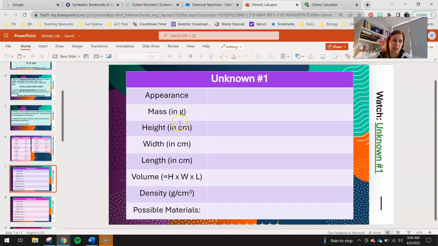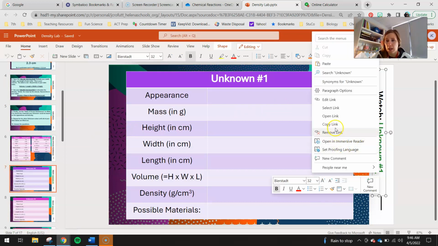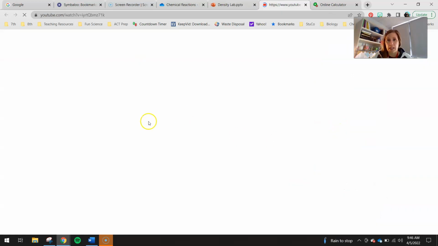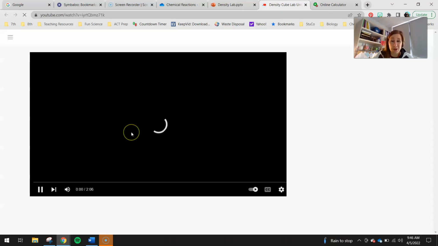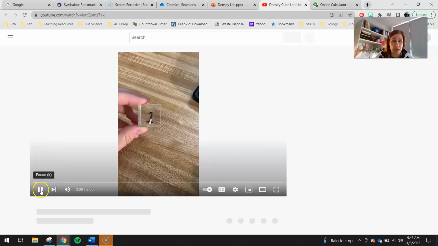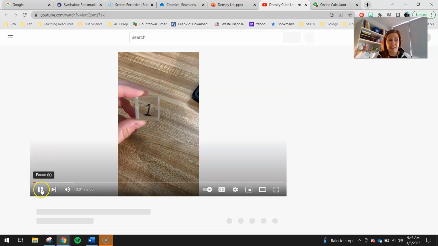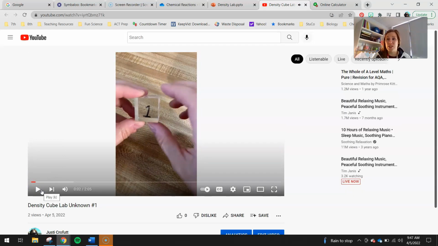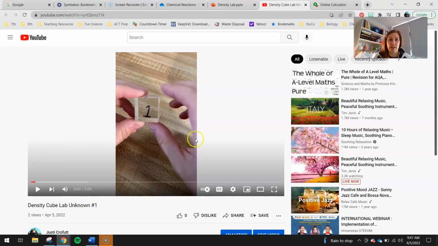Okay, so let's take a look at number 1. Each of these unknowns has a video over to the side. So if I right click unknown number 1 and open that link up, you will see the video, and I'll walk you through how I do the measurements on this video, and then we're just going to collect data together. So go ahead, pause this video, take a second, and watch this video right here. And once you are done watching how I collect data, you can come back and we will talk about how to calculate our density and our volume.